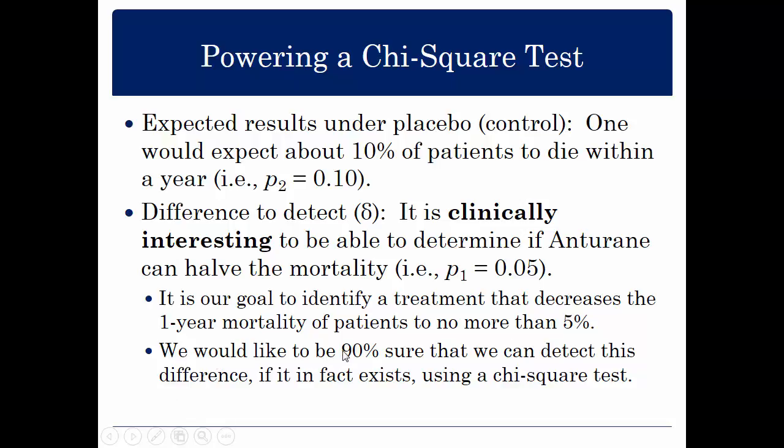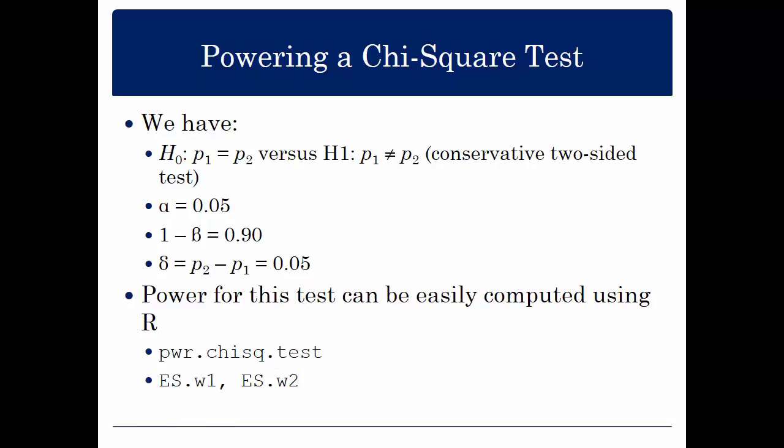In English, we would also like to be pretty confident that we can detect this difference if it exists using the chi-square test that we have in our analysis plan. The 90%, for those of you who recall from last week, relates to the power of the test. So we can specify the power of 90%, and that would tell us the probability of missing this meaningful effect if it in fact exists. So we're controlling the type 2 error rate at 10%, no bigger than 10%.